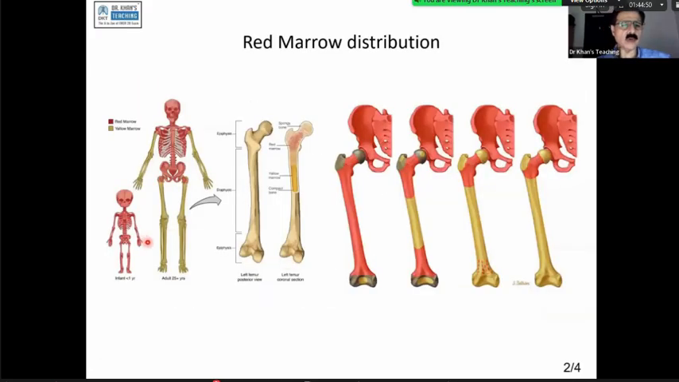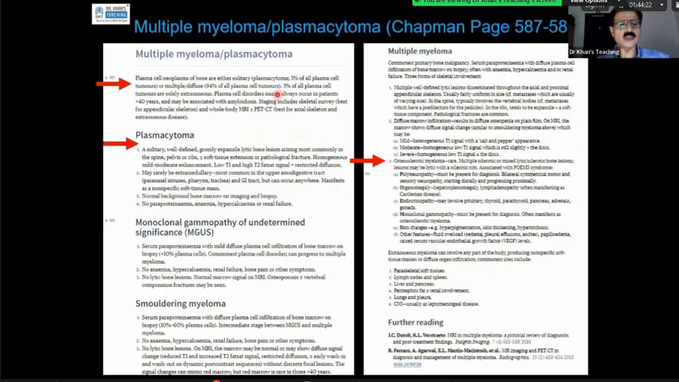A bit of recap about red marrow. In an infant, the whole of the marrow is red marrow, and RBCs are produced everywhere. In an adult, the red marrow is present in the axial skeleton, and the proximal femora are still producing red cells, and maybe the proximal humerus also. Now, this is from your Chapman, and read it today: multiple myeloma versus plasmacytoma.